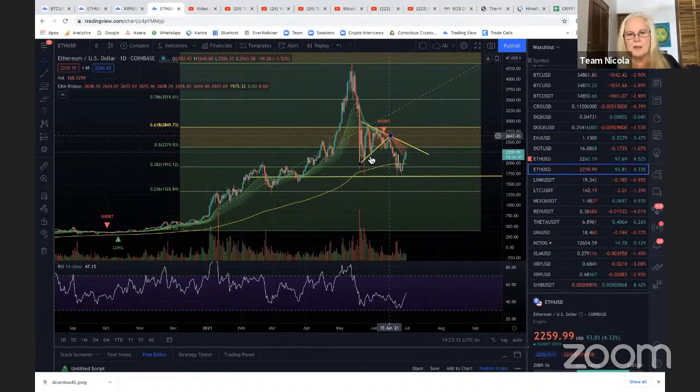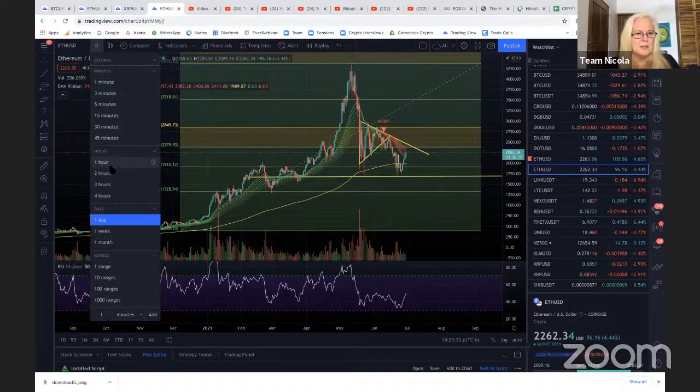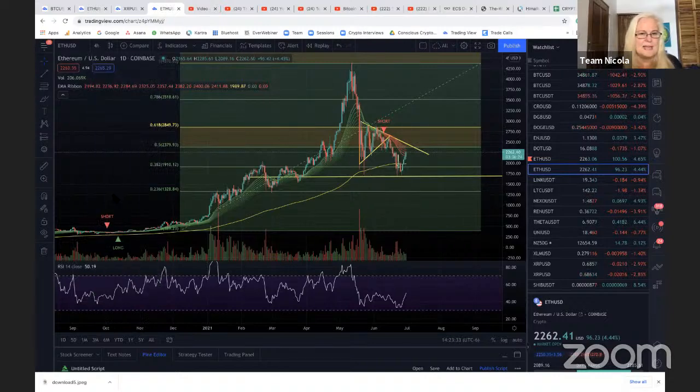We've got this symmetrical triangle that we came out of. We came back to retest it. We've come back down, and now we're moving back up, and we're hitting resistance inside of the EMA. So even though we've had this big rally, we've started to slow down now that we're in that cloud of resistance in the EMAs.